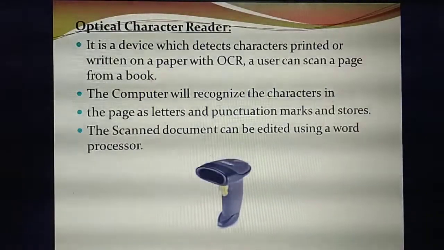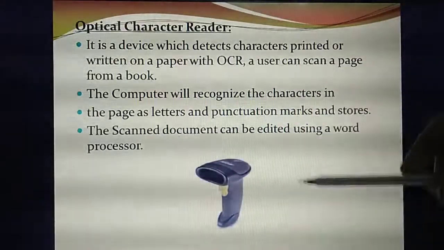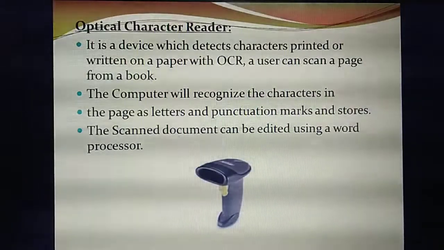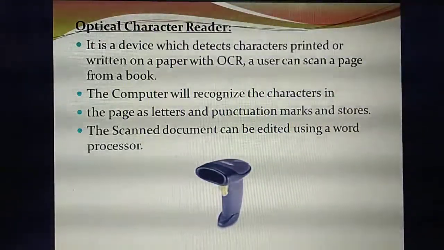Yes, next thing is the optical character reader. This is similar to a scanner. You have already studied the scanner, no? Likewise, this is the optical character reader. This is a picture of the optical character reader. Its full form is OCR. OCR means optical character reader.